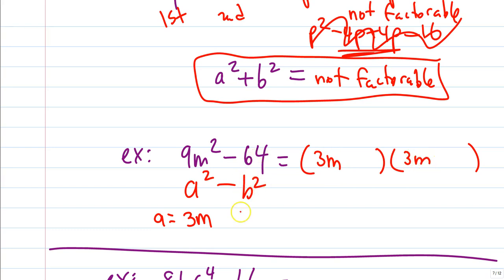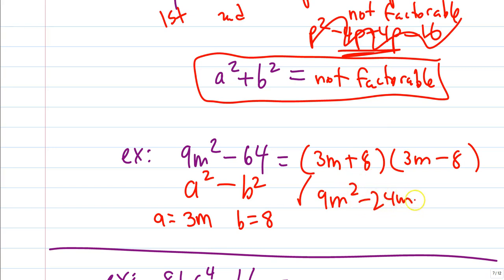What times itself makes the 64? So it's plus 8 and minus 8. You're like, I don't know, does that even work? You can always check it. 9m squared minus 24m plus 24m minus 64. The middle this time zeroes out.